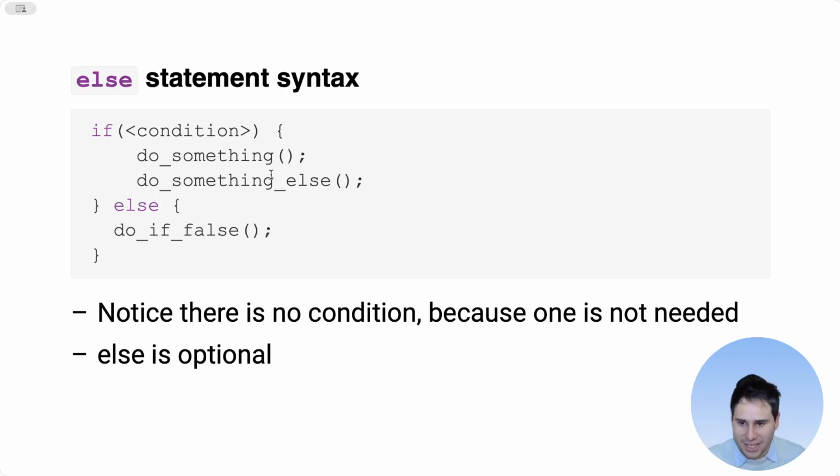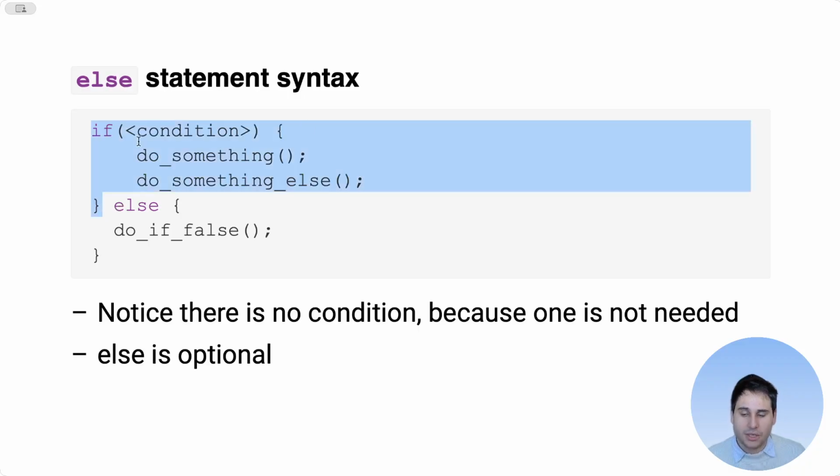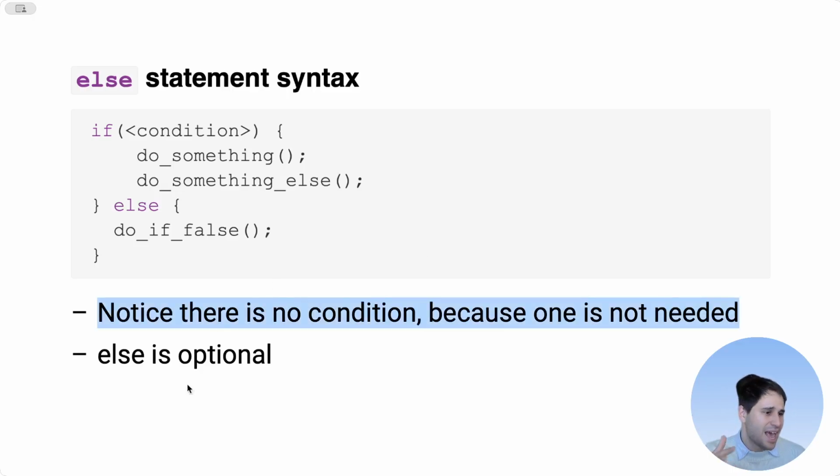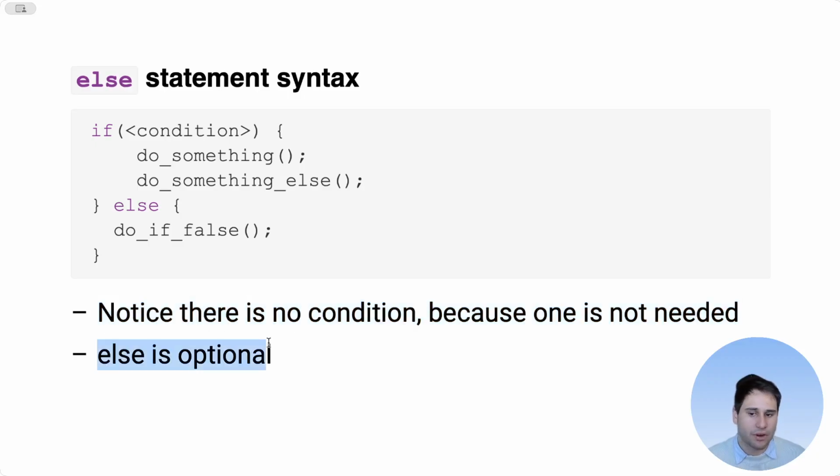Let's look at the syntax. I think it actually makes it simpler to understand. We saw this before. So if some condition is true, then do these two things. If that condition is not true, so in the alternate case, do something else. So yeah, notice no condition is needed because it's just the opposite case. And else is completely optional, right? We just wrote a program that didn't use it. So sometimes you don't actually need the else statement, often you do.